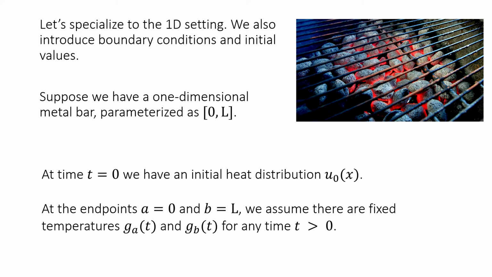In order for that setting to make physical sense, first we need some initial heat distribution to start with. And that is a so-called initial heat distribution, the initial condition. At time t equals 0, we have got an initial heat distribution which we denote by u0(x). Now furthermore, at the endpoints a equals 0 and b equals L, we assume that we have got a fixed temperature each, which may however depend on time, and we denote these by g_a(t) and g_b(t), for any positive time t.